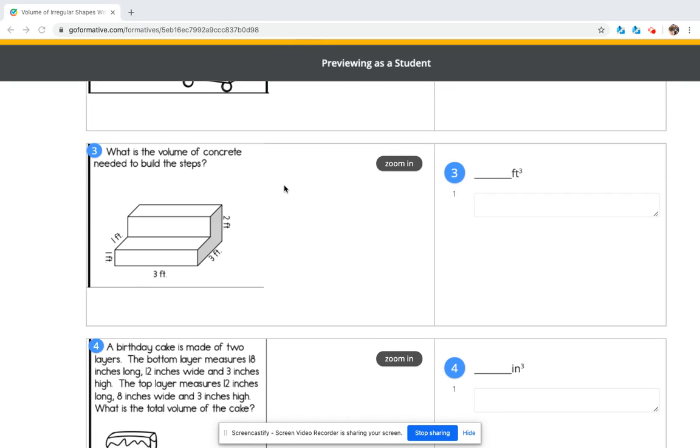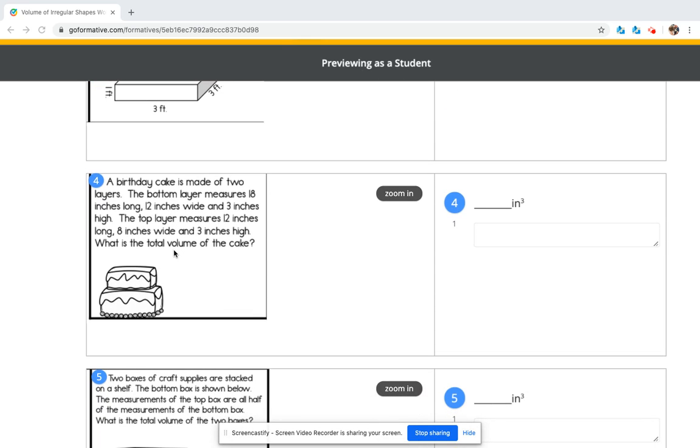Number 3 says, what is the volume of concrete needed to build the steps? So this is the most similar problem to what you did last week. It's an irregular shape. You would split it going this way into 2 different shapes, and you would find the volume of each shape and add them up together.